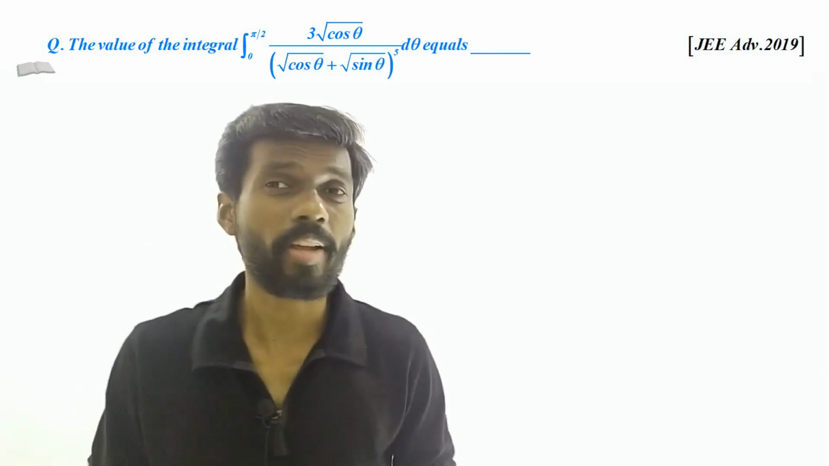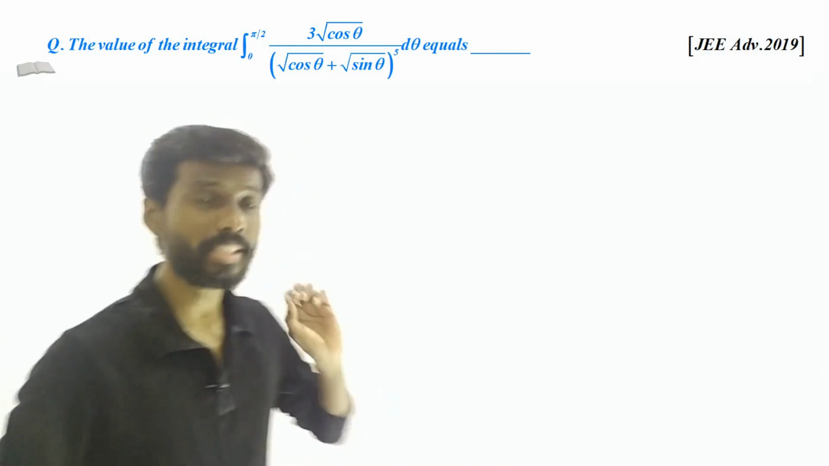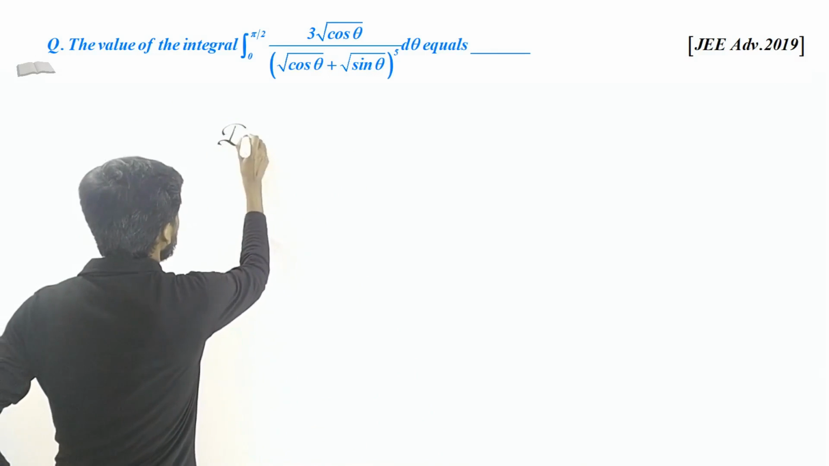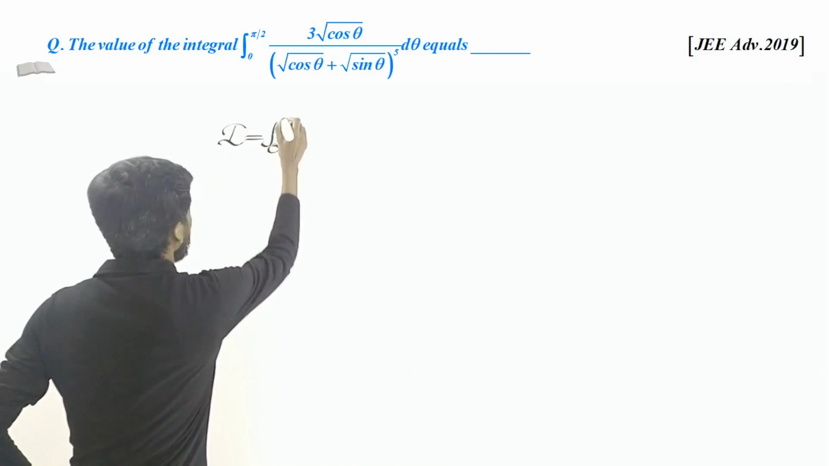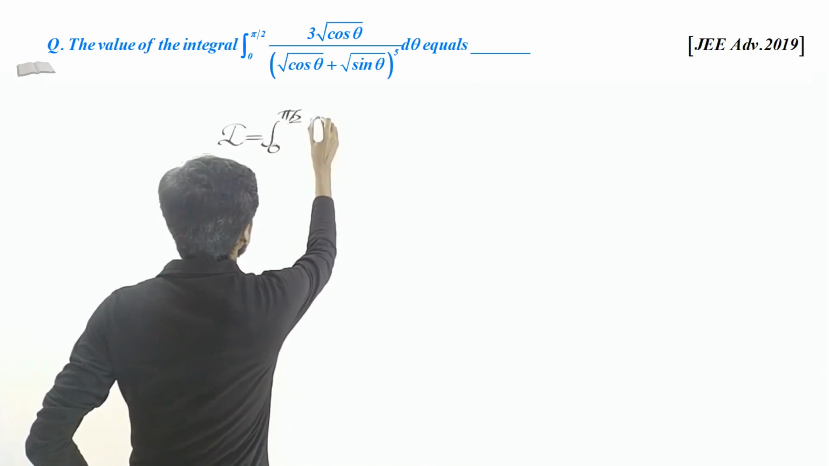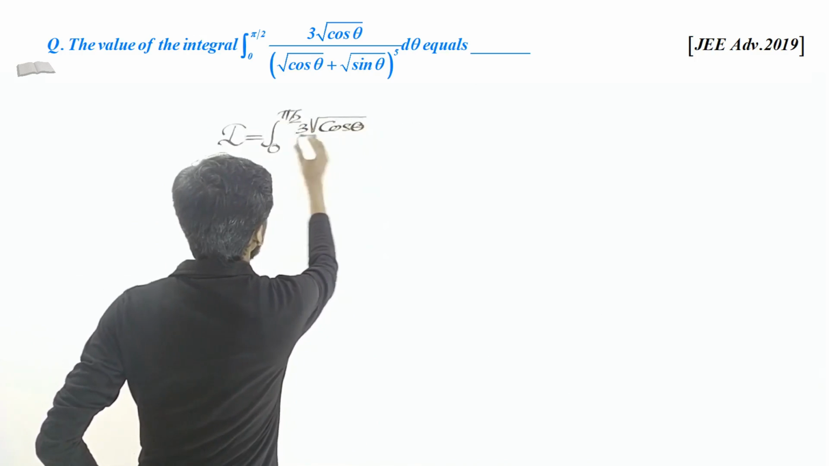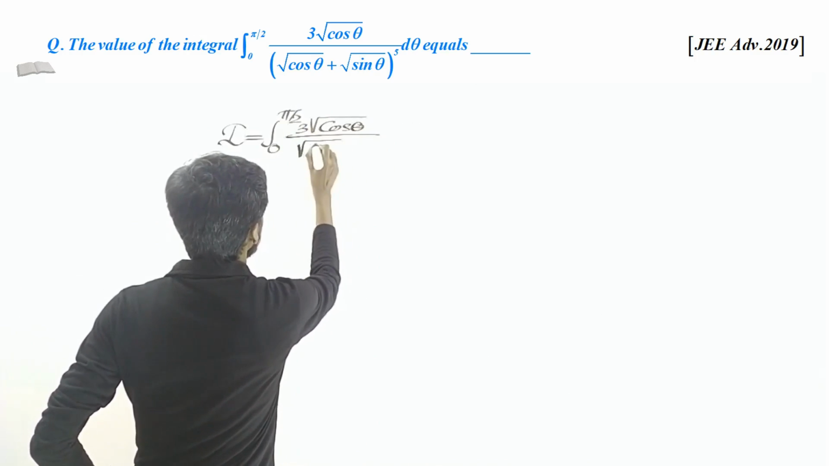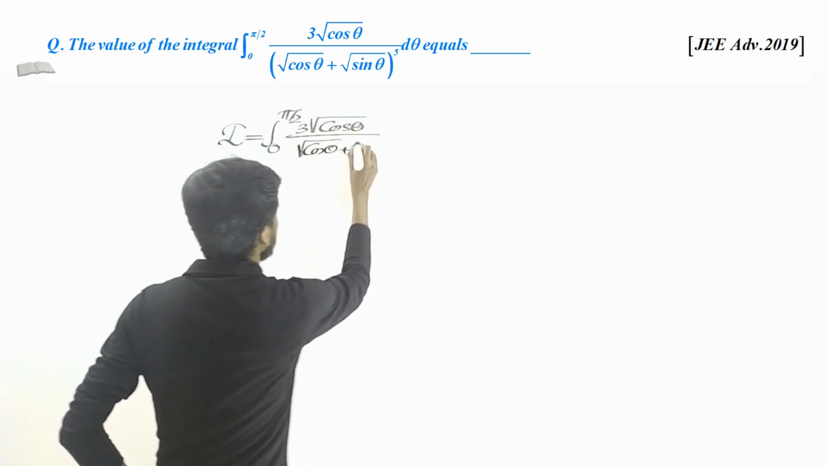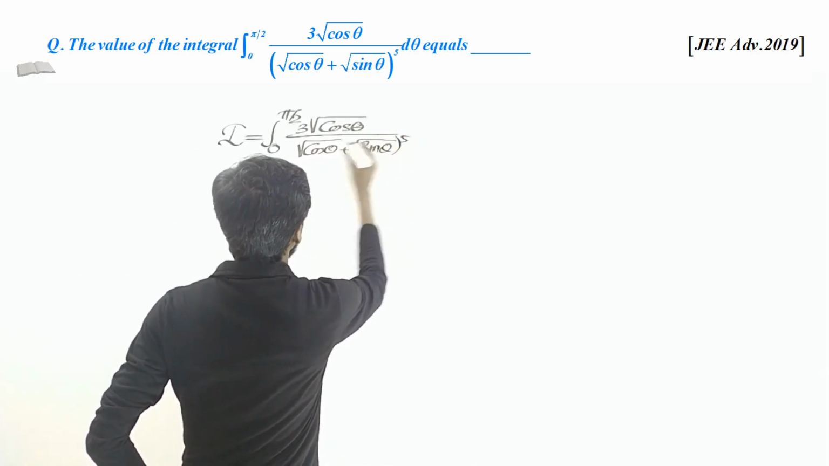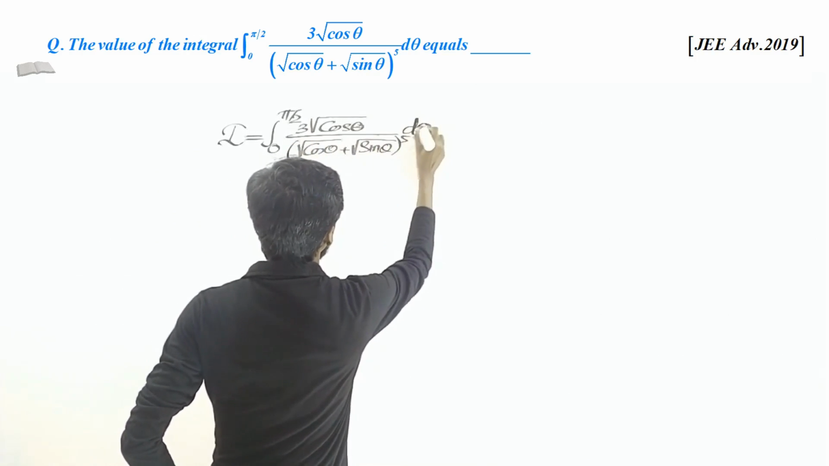We use the properties of definite integrals to solve this question. Let us take the given integral to be some I. I is the given integral, 0 to pi by 2 of square root of 3 times square root of cos theta divided by root cos theta plus root sin theta to the power 5, d theta. So this is the given expression.